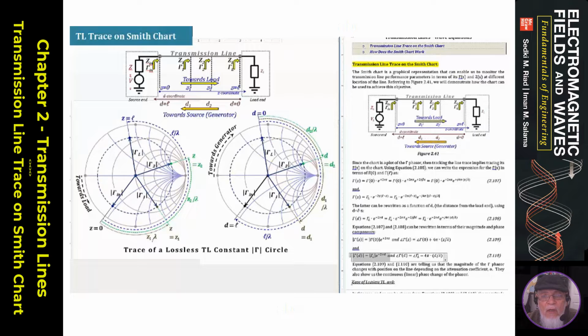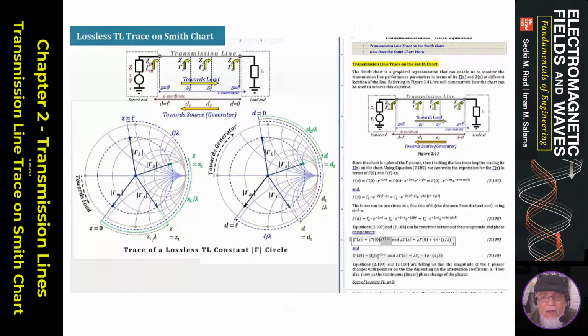So let's start with the lossless situation. Case of alpha is equal to 0. In other words, the line is lossless. In this case here, this term here is 1, and therefore gamma of z is equal to gamma of 0.